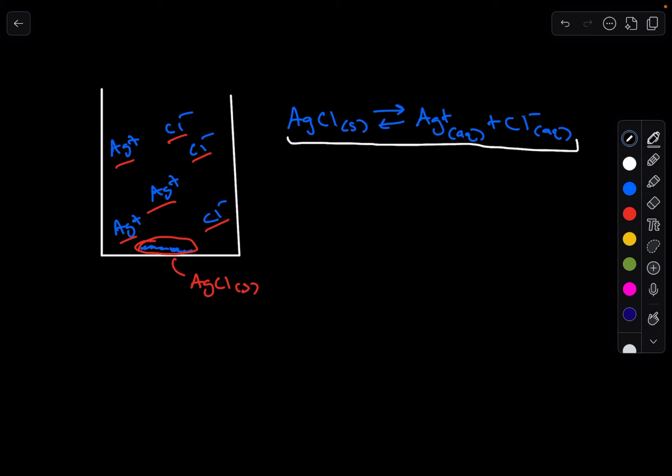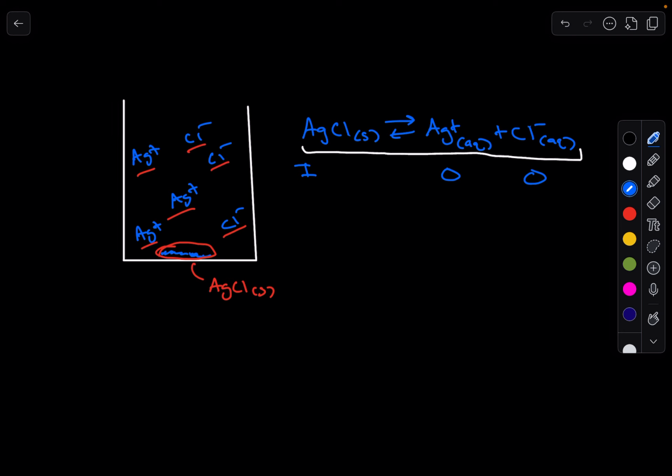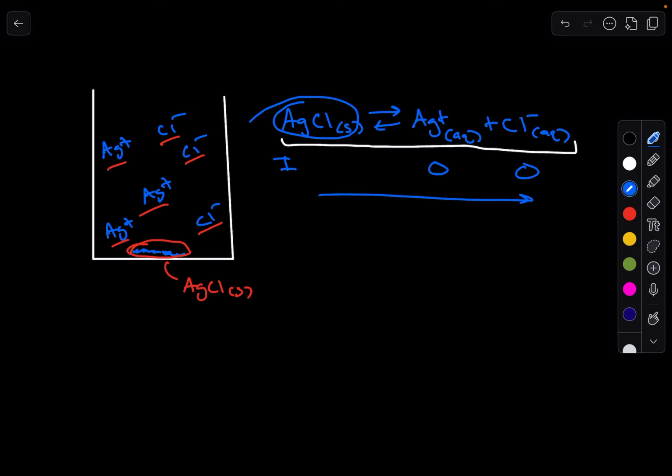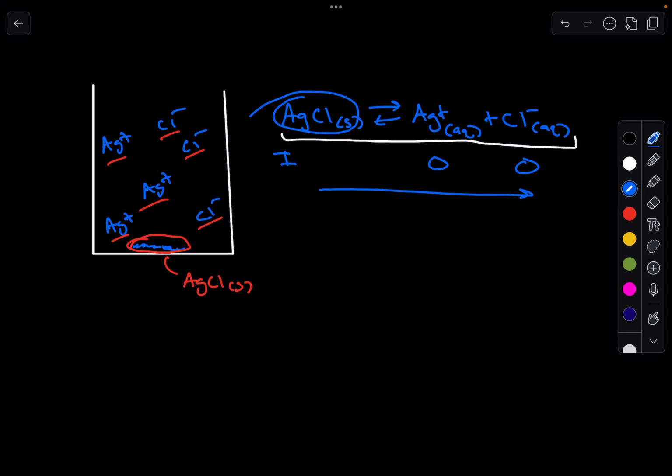And this is what normally happens because initially when we first put in the silver chloride, we have 0 Ag+ and 0 Cl- because we just put it in. So the only way the reaction can proceed is to the right. And it's going to proceed to the right until it reaches a saturated solution, with as many silver and chloride ions as the solution can actually hold without proceeding back to the left. So now we're going to have this state of equilibrium where we have an equal amount on both sides.